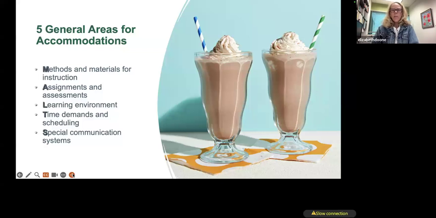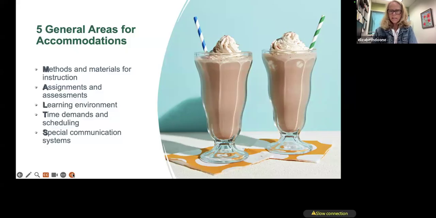So if I look at this malt, I say, oh, malt, M-A-L-T. We can change the methods and materials to support a student. Do I change how I'm teaching and the materials that I provide them? That's one way that I can accommodate my learners. I can also change the assignments and the assessments, not the content of it, but how I provide it to my learners. I can make some changes to my learning environment.